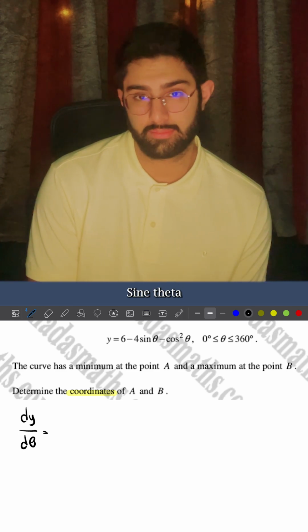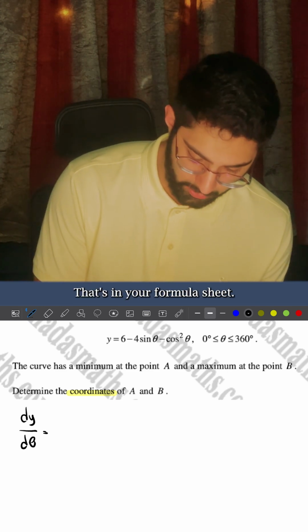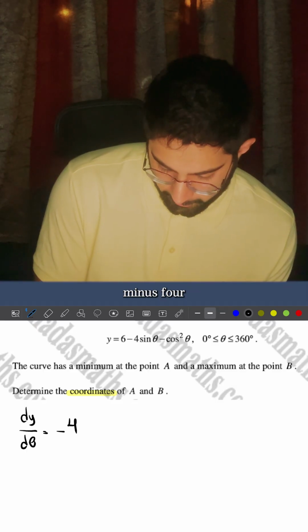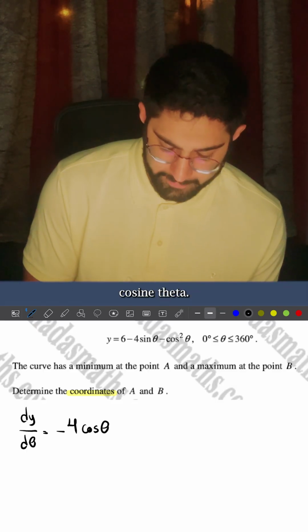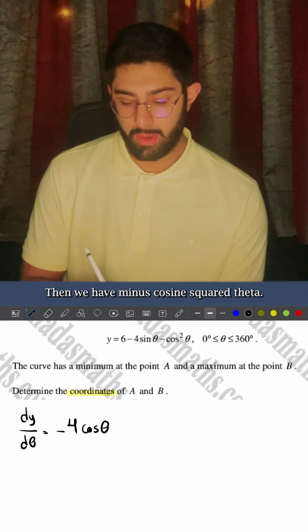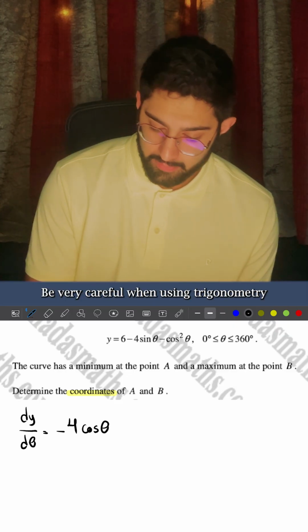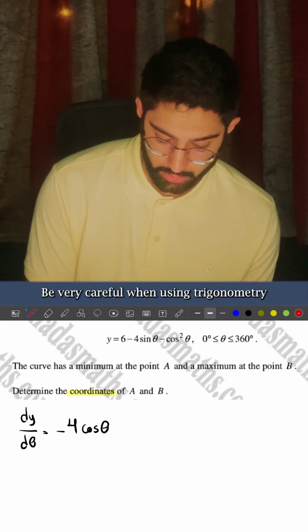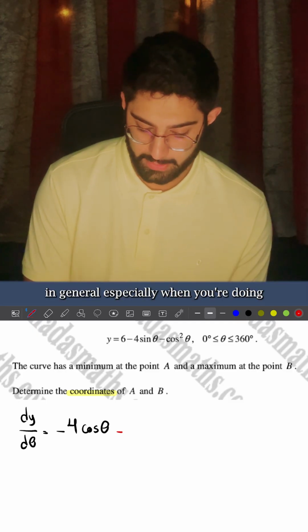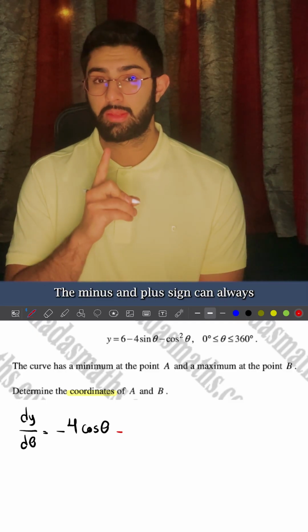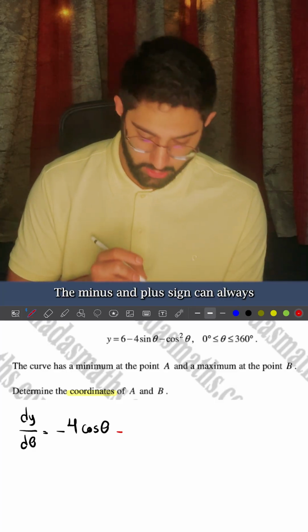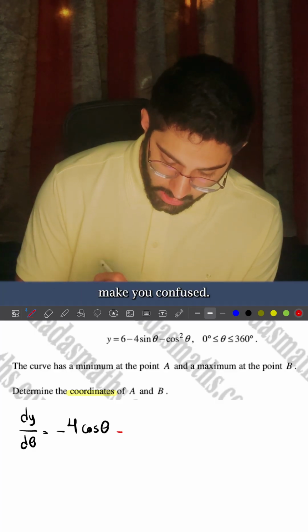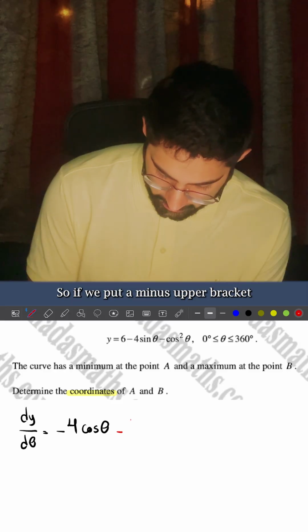Sine theta is going to be cosine theta. That's in your formula sheet. Minus 4 cosine theta. Then we have minus cosine squared theta. Be very careful when you're doing trigonometry in general, especially when you're doing it with differentiation. The minus and plus sign can always make you confused. So if we put a minus, I put a bracket.